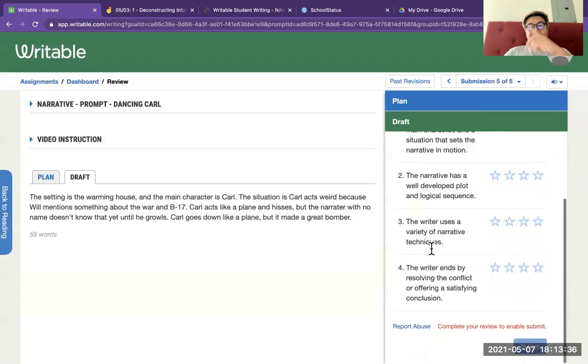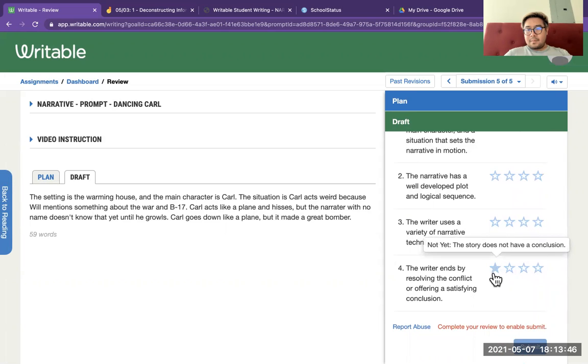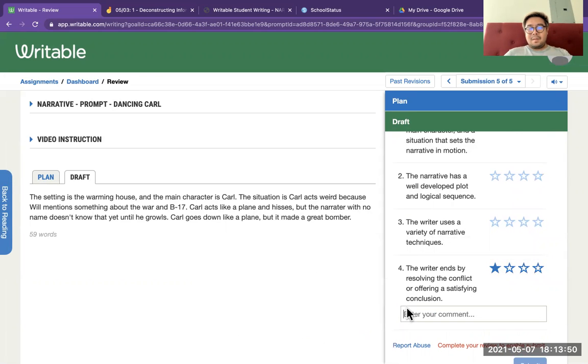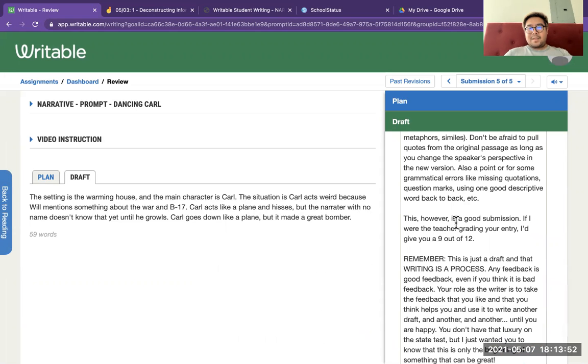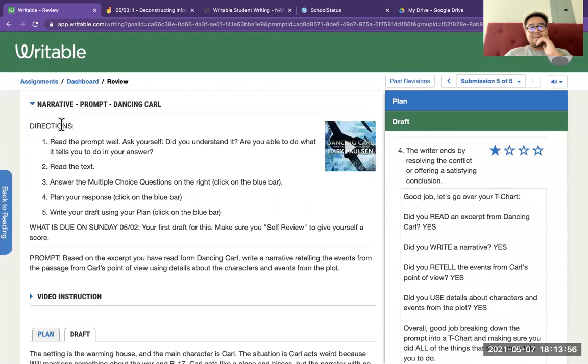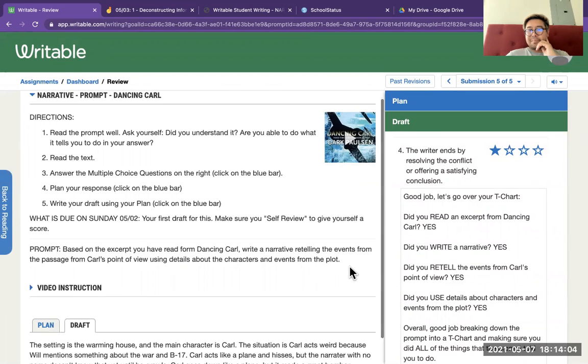Okay, actually, I'm just going to put... I guess I can't write. Oh no. Okay, I'm not going to leave this. I'm going to erase it. But let's go over the T-chart, because here's your prompt, right? Based on the excerpt, blah blah blah. Write a narrative, tell the events from Carl's point of view, with details and characters from the plot.